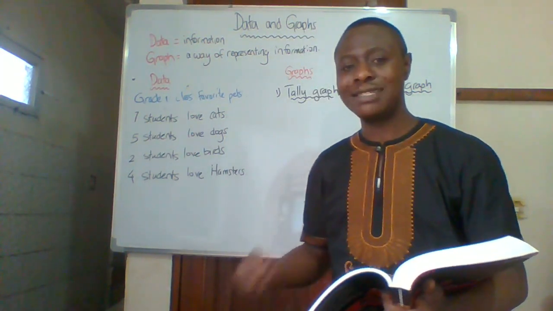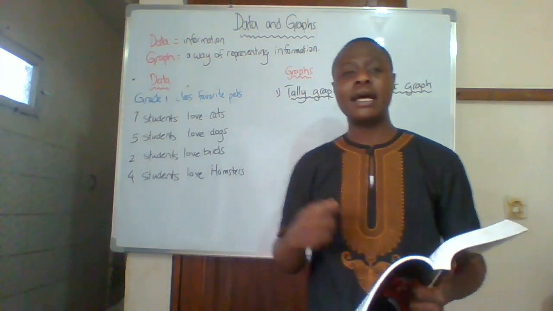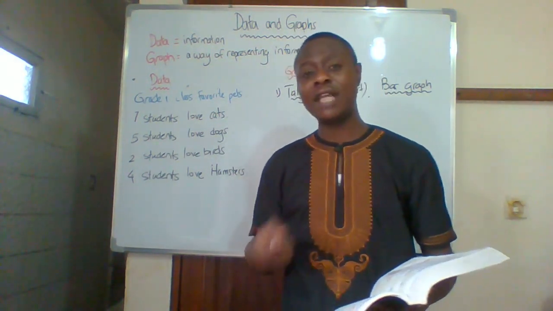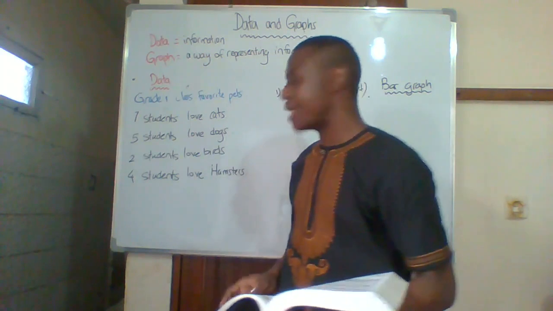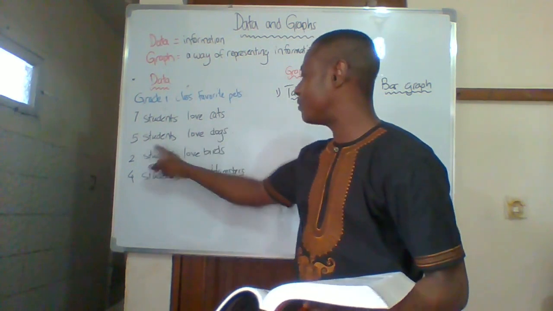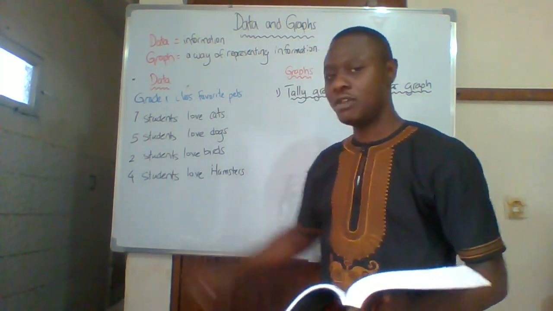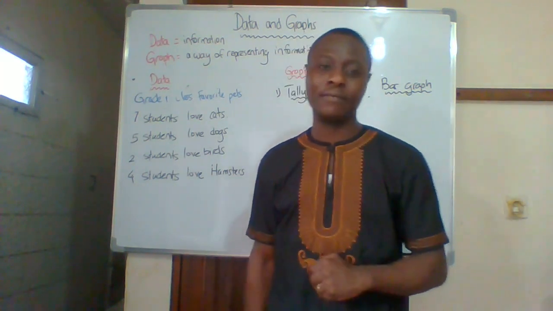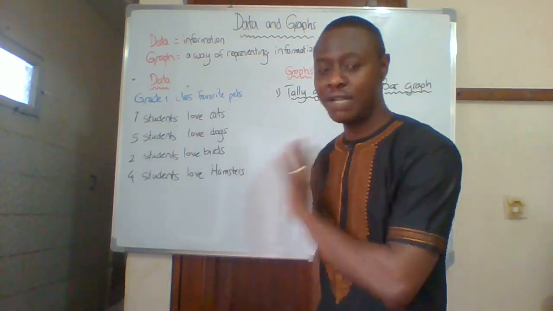Well, so let's move on to more examples, so we can understand it clearly. I took an example of a class, and in this example, we're going to see the number of students and their favorite pets. So, in a grade 1 class, 7 of the students love cats. 5 of the students in the class love dogs. 2 of the students in the class love birds. And 4 of the students in the class love hamsters. This is data, and we can represent data. So, this was the definition of data.